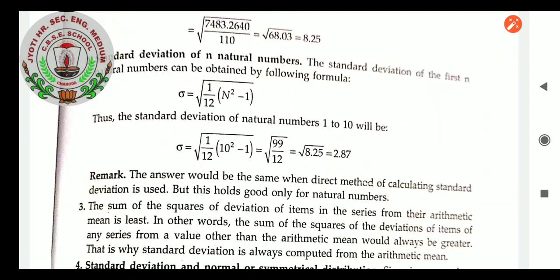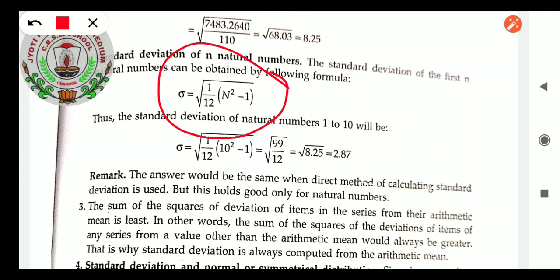Standard deviation of n natural numbers. The standard deviation of the first n natural numbers can be obtained by the following formula. The formula you can see here. If it is asked to take the standard deviation of the first 10 natural numbers, then the formula is standard deviation equals the root of (n squared minus 1) divided by 12. That is the standard deviation formula.